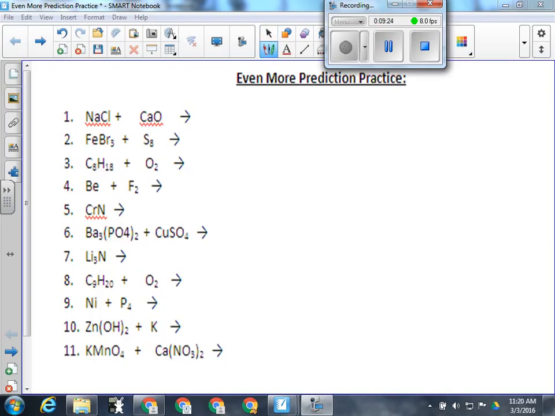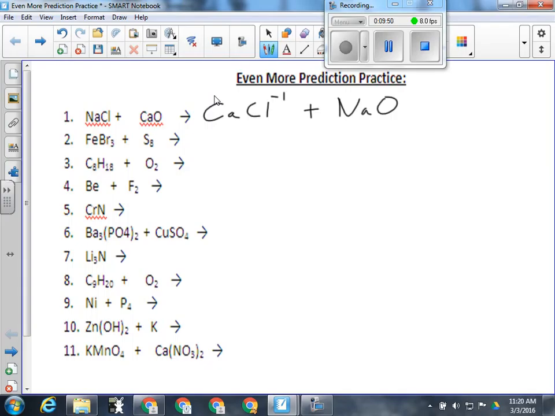Okay. So for our first one here, we got sodium chloride reacting with calcium oxide. 2 ionic compounds means it's what kind of reaction? Double replacement. Okay. So in a double replacement reaction, we're going to swap the metals. We're going to have Ca with Cl, and we're going to have sodium with oxygen. All right, so we've paired them up. Now, because they're ionic compounds, we've got to swap and drop.